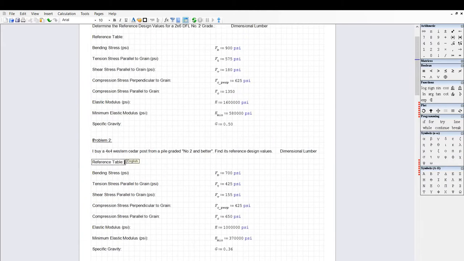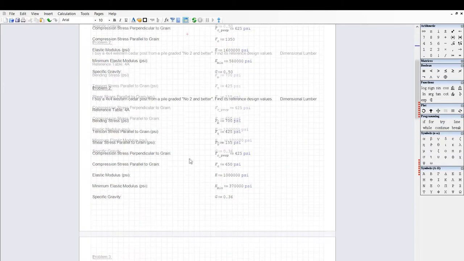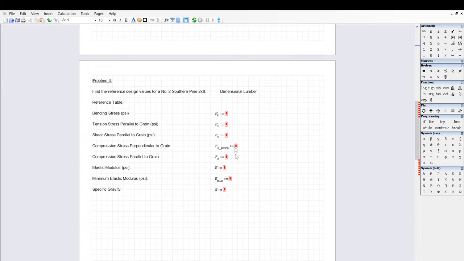Oh, and I suppose if I want to be complete, I should put that. I had a spot for reference table here, so that was 4A. And this is also 4A. There, now that's complete. Okay. So looking at this, we know it's dimensional lumber and we know it's southern pine. So we looked at table 4A before this, and that was all dimensional lumber except southern pine, and that's table 4B. And then table 4B is going to be dimensional lumber, southern pine, and other related species.